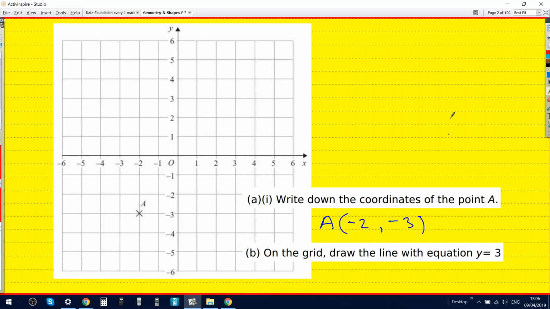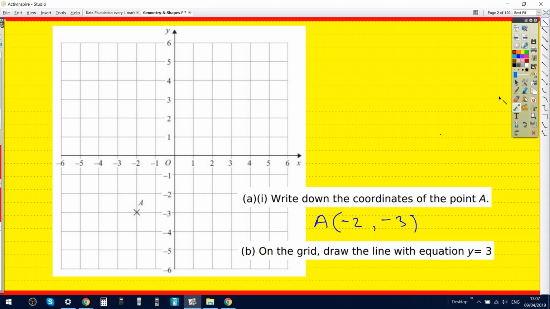So that would be y equals 3. So that would be 3 up from 0, going up, and the line will go along, across. Well done. That's it.